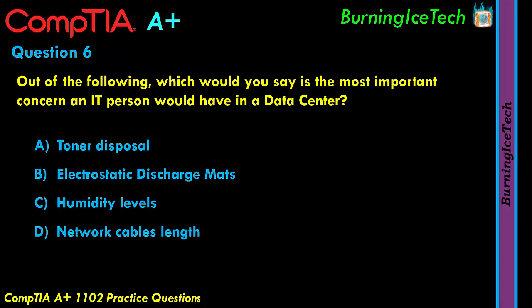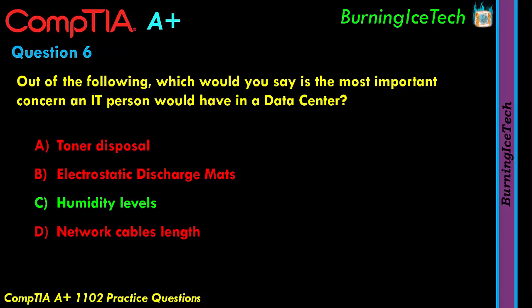C says humidity levels, and that sounds like something plausible to me. And if we look at D, network cable lengths. No. So the answer here, guys, is humidity level. So generally what happens is, especially in server room environments, we always strive for relative humidity of about 50%. You're never going to get perfectly 50%, but you want to try and get it as close as possible to 50%. So if it's about 40, 45, 55, 60, that's all good and well. So you just want to try and get it as close as possible to 50% humidity.